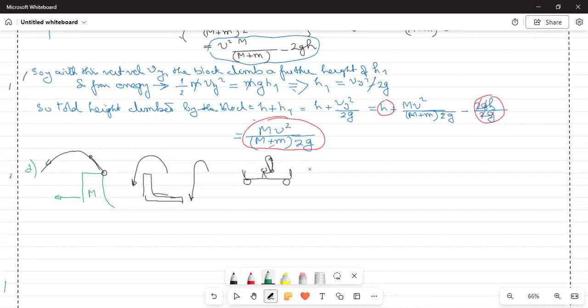So we can write here with some argument: since the horizontal components of velocities of small m and bigger M are the same, small m will drop back on the bigger block. Not only will it drop back on the bigger block, it will drop on the same spot.